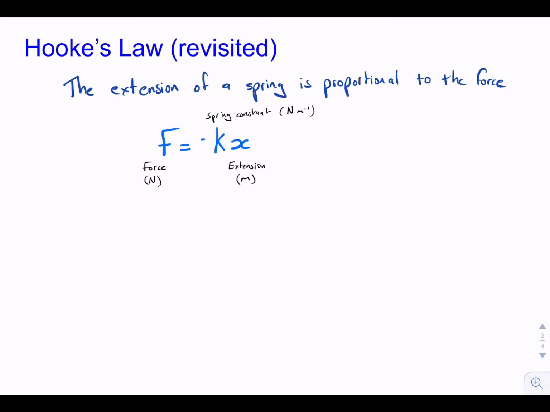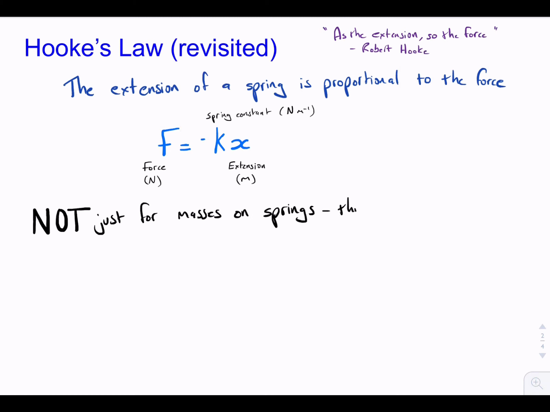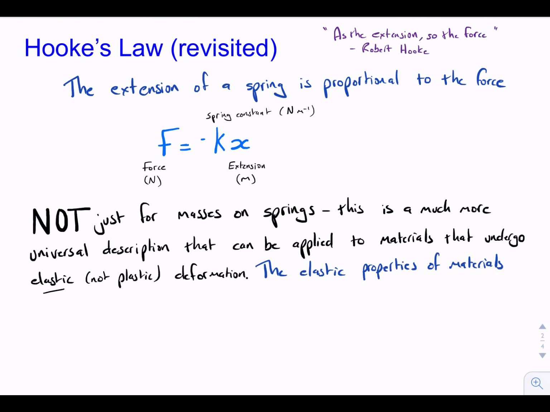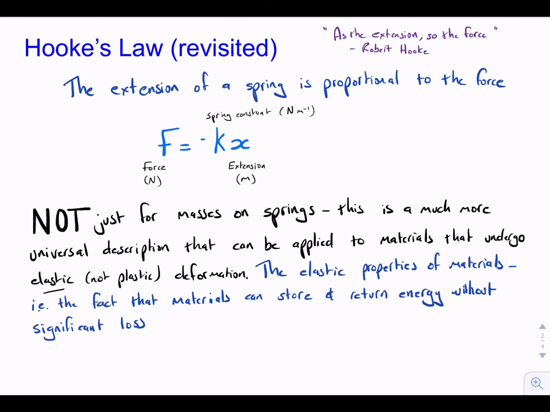Why is there a negative sign there? F is a restoring force, as it causes the object, the mass on the spring, etc., to accelerate back towards the equilibrium position. You should also recall that Hooke's law is not just for springs. This is much more a universal description, and it can be applied to materials that undergo elastic, not plastic, deformation. The elastic properties of materials, i.e. the fact that materials can store and then return energy without significant loss, is what leads to oscillating systems and what leads to simple harmonic motion.